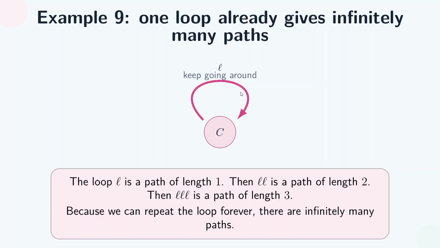1 trip around, 2 trips around, 3 trips around, and so on forever. This is our first clear example of how infinite families of paths can arise. A loop creates a way to continue indefinitely. Next, let us look at a slightly larger example.